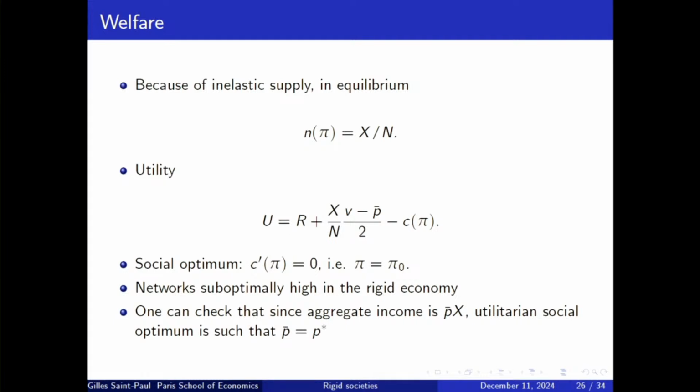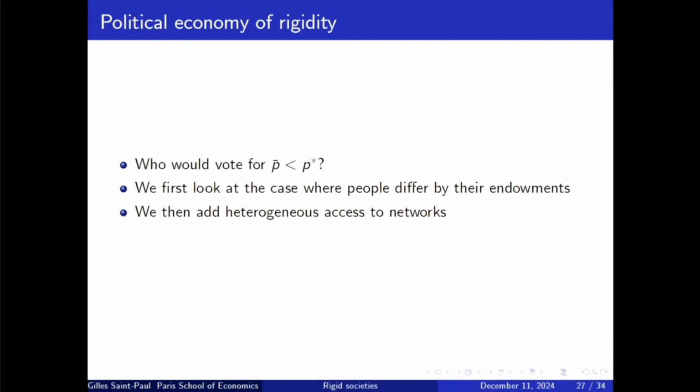And of course, so far, I have not given you any good reason for why the economy should be regulated. The social optimum value of P bar is, of course, P star, right? There is no market failure here. So far, the government is assumed to be a little bit stupid in some sense.